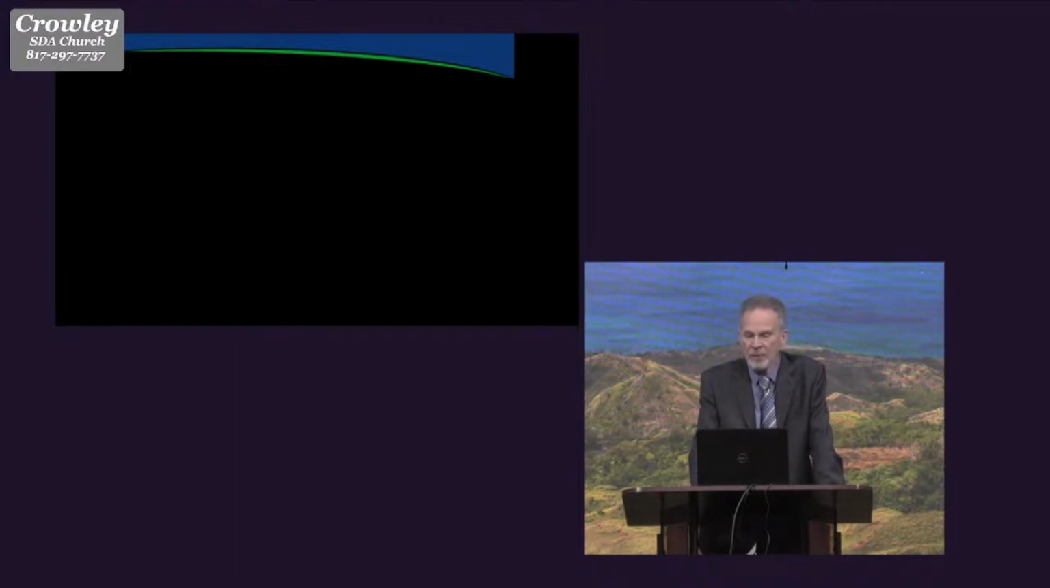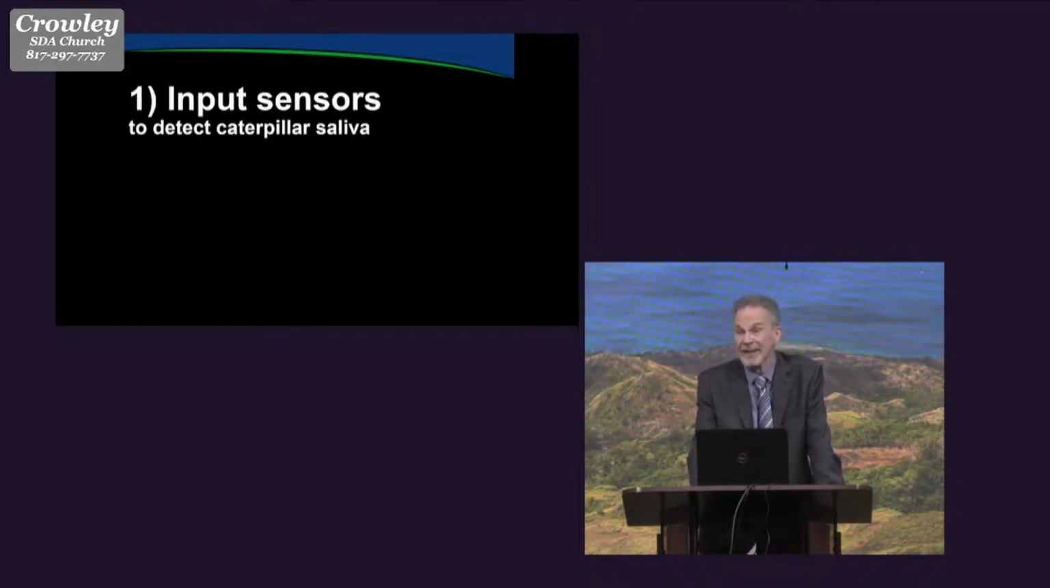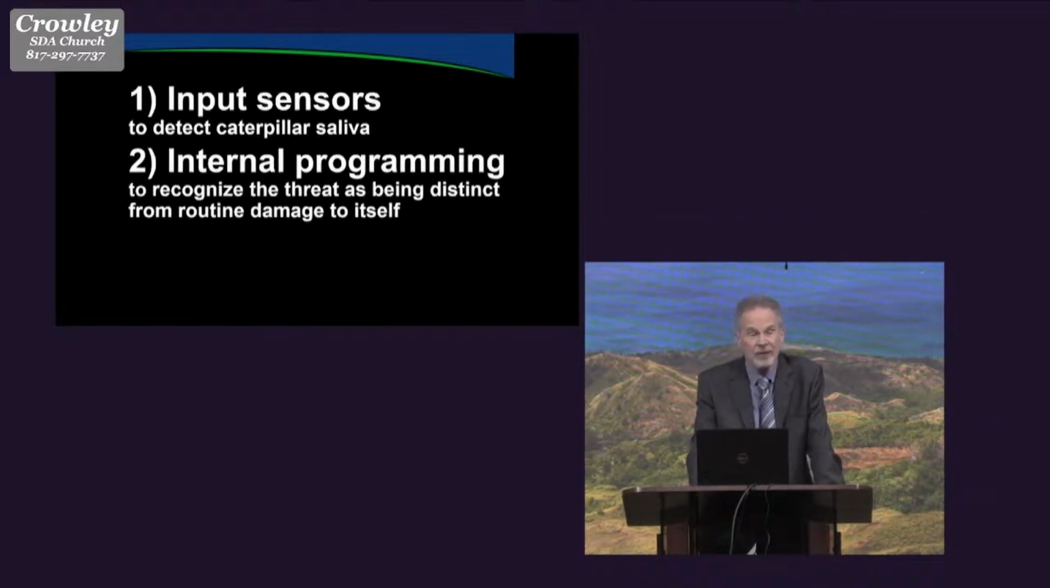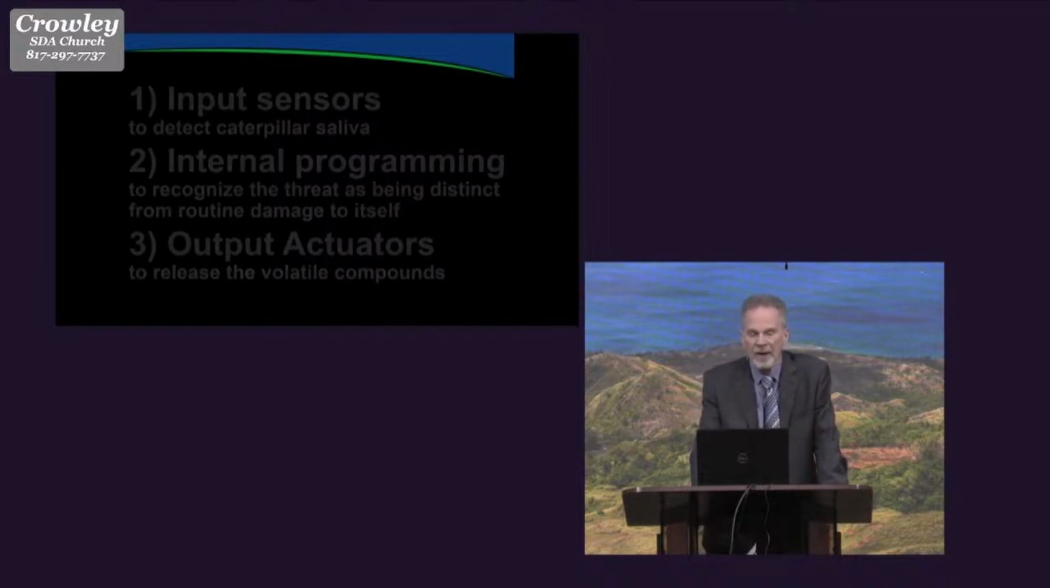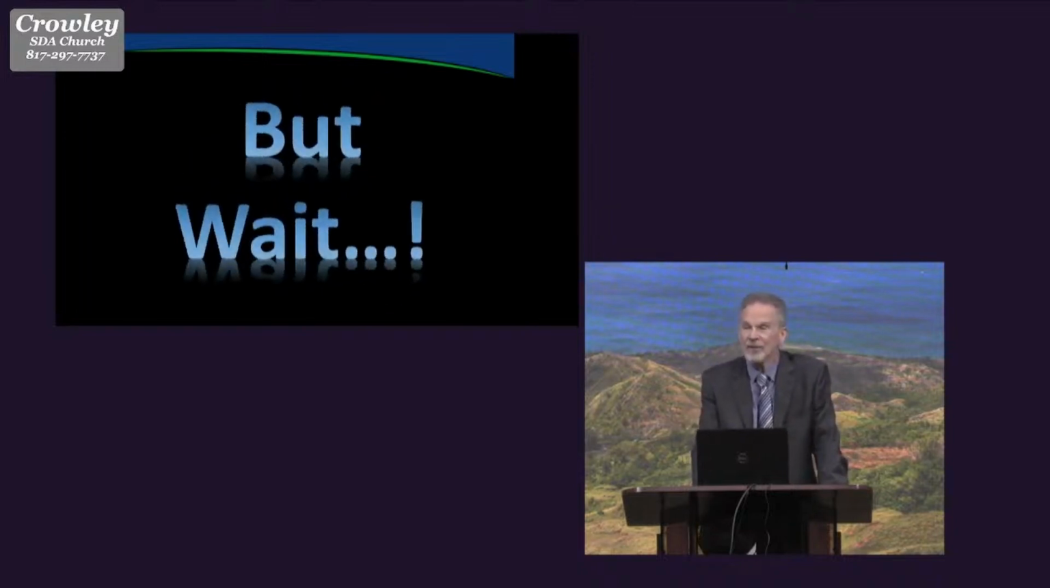And what are the 3 components? You have to have input sensors to detect the caterpillar saliva. You have to have internal programming to recognize the threat as being distinct from routine damage from rain or hail or what have you. And output actuators to release the volatile compounds. But wait, this is just for the plant that's being attacked.